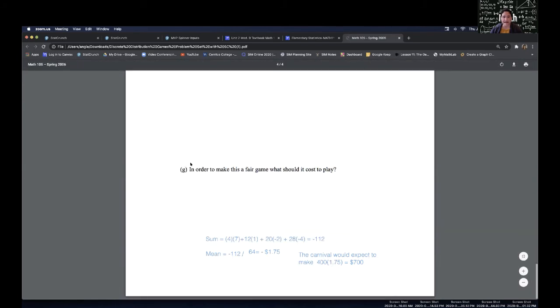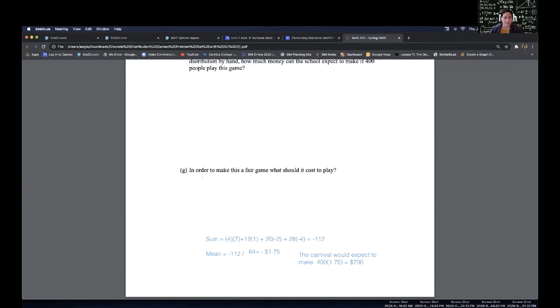Okay. And then the last idea that we've got to talk about here is to make this a fair game. So right now, people are losing $1.75 when how much are they paying to play the game? $5. Yeah. So when players pay $5, they expect to lose $1.75.